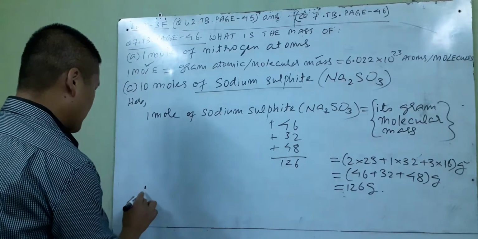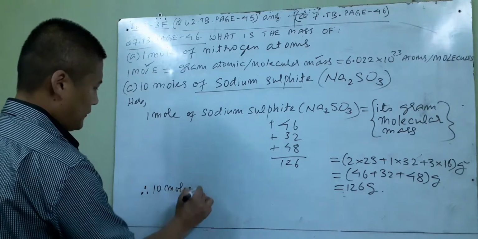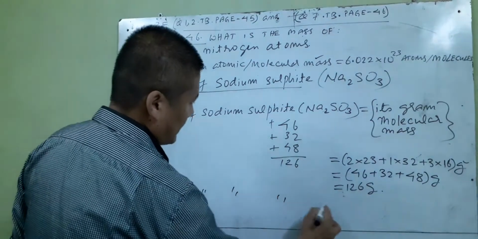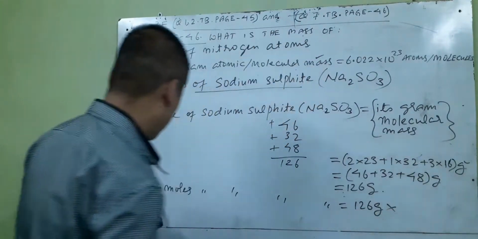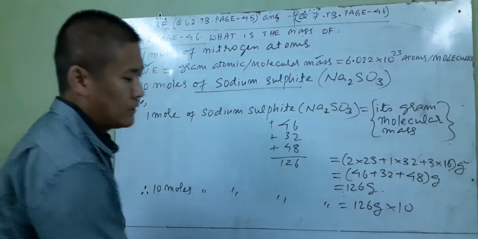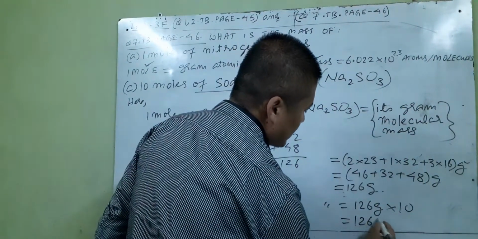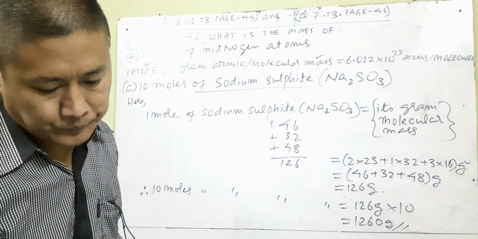It's the gram molecular mass. Therefore, they're asking for 10 moles of sodium sulfite. The formula is this same number multiplied by whatever number is here, 10. But we shouldn't bring the mole. Mole is the left unit. So that is 1260 grams. It will weigh that. So that is the end of question 7.